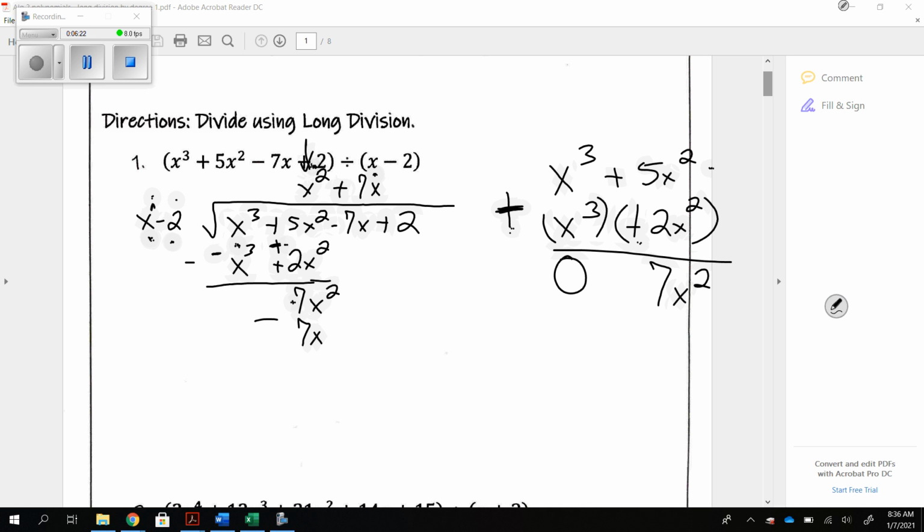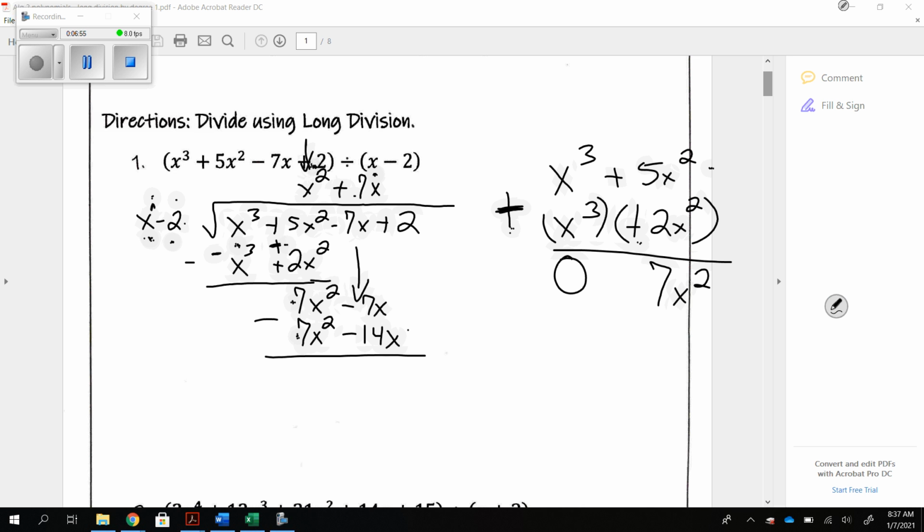Because we know we're going to subtract, and then we're going to move this negative 7x down, and we're going to multiply 7x times negative 2 to get negative 14x. All right? And where I got this from was this 7x times x comes back down here because we want to cancel that out. And then 7x times negative 2 equals negative 14. So really you're doing both. You just want to cancel out the first part.